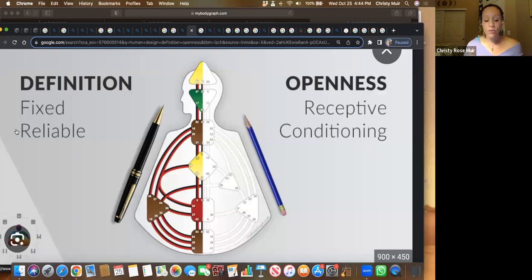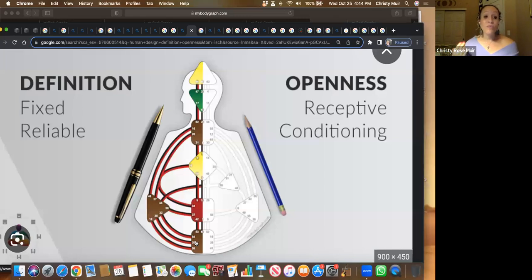And as you'll see in a few moments, it is from this definition, what's fixed and reliable in us, that the magnetic monopole is developing this signal that comprises our strategy and authority, your unique decision-making process for navigating through life. That signal is going to come from whatever is defined, what's fixed and reliable in your design.